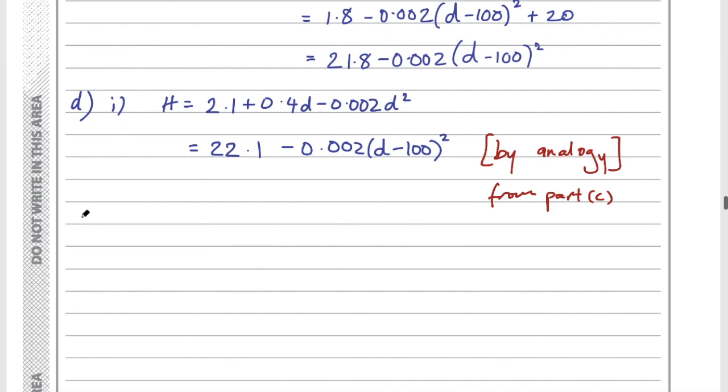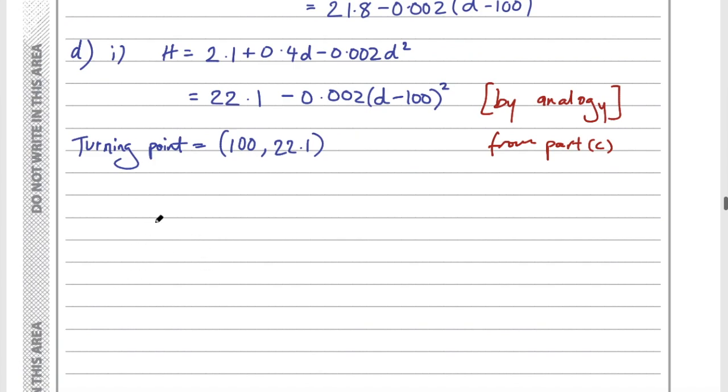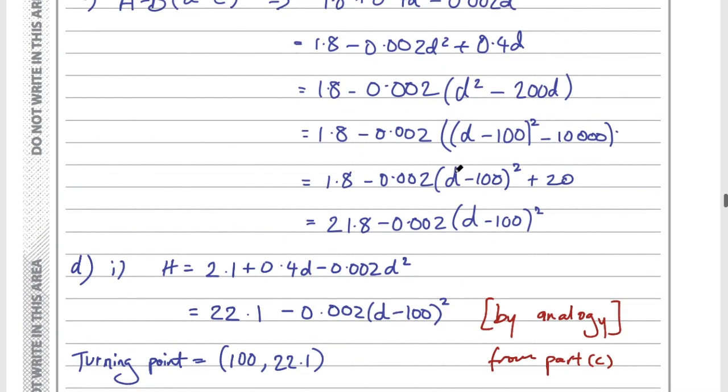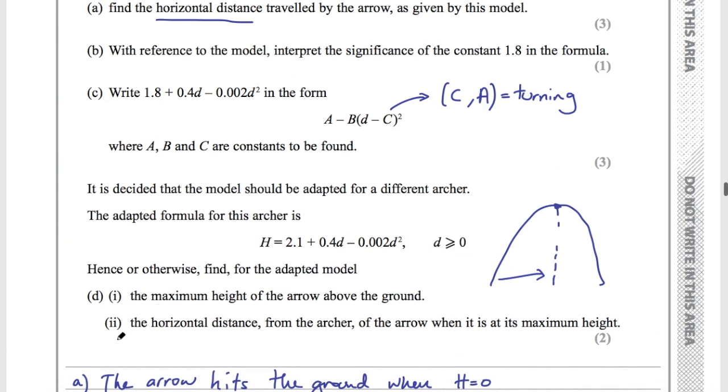And now we can say that the turning point of this graph is going to be (100, 22.1). So we can say, therefore, the maximum height is the y value of the turning point. So that's 22.1 meters. And the horizontal distance to the maximum height is going to be 100 meters. So that's all that you need for part D, part 1. Oh, and that was part 2 as well.